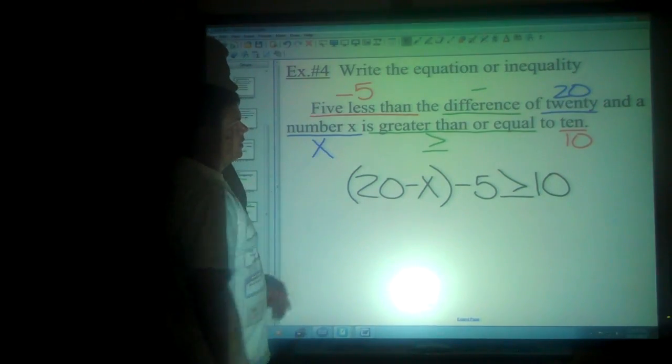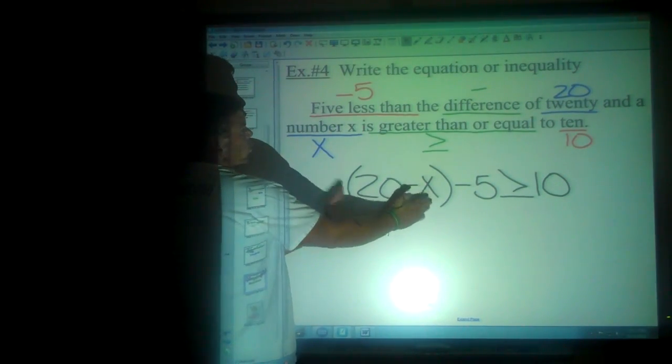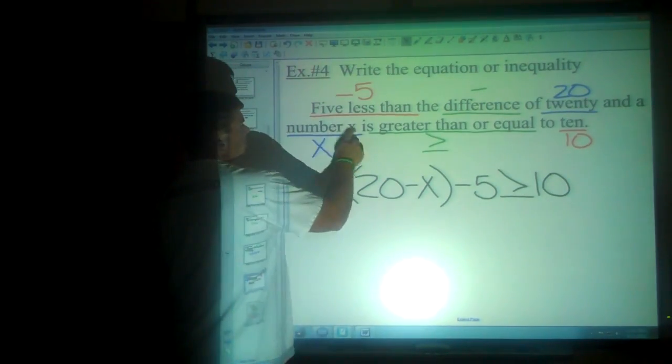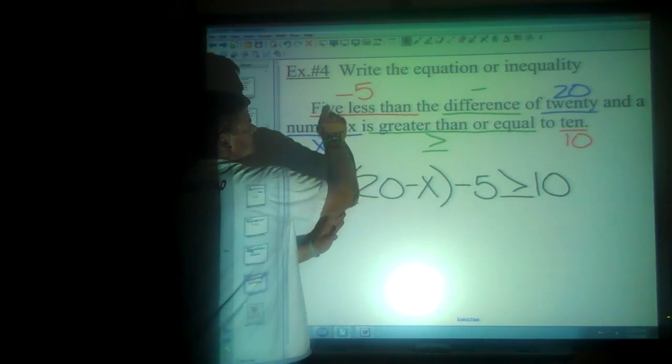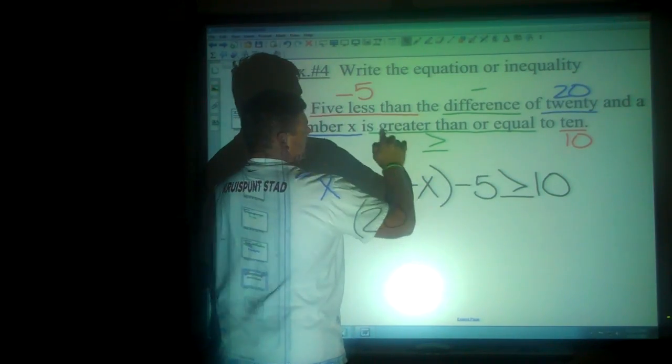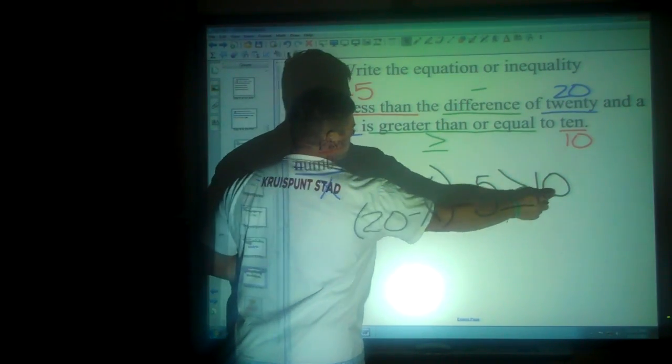So again, this is the difference of 20 and x. Difference of 20 and a number x, which is right here. It's 5 less than that amount. So we find out what this is, then we subtract 5 more, and it has to be greater than or equal to 10.